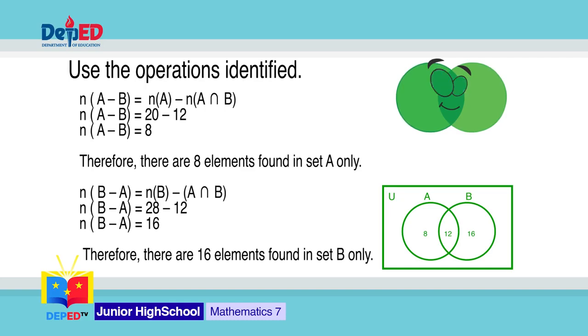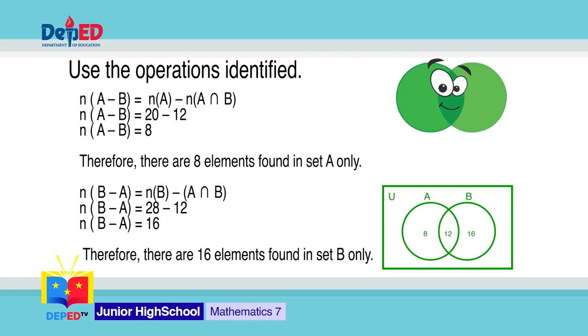Similarly, we can get the cardinality of the set which refers to B only. That is by subtracting this time n of B and the intersection of A and B. This will give us 28 minus 12. And 28 minus 12 is equal to 16. Therefore, n of B minus A is equal to 16.